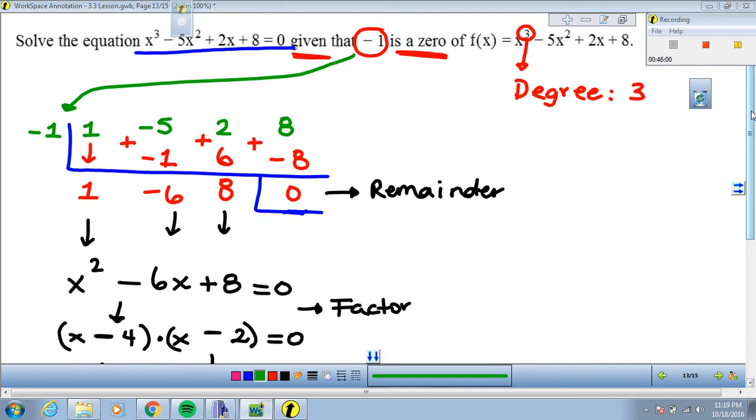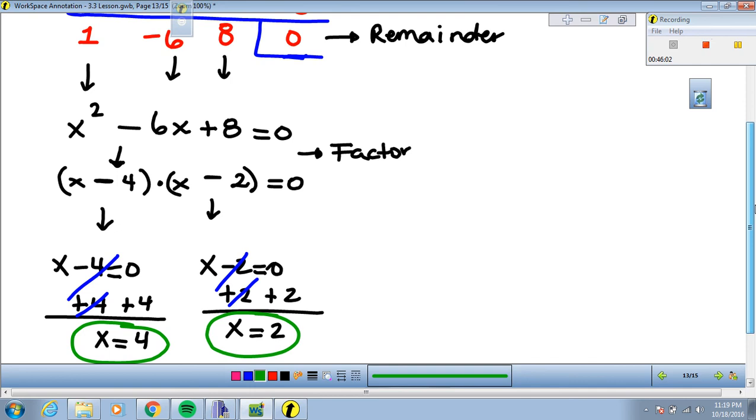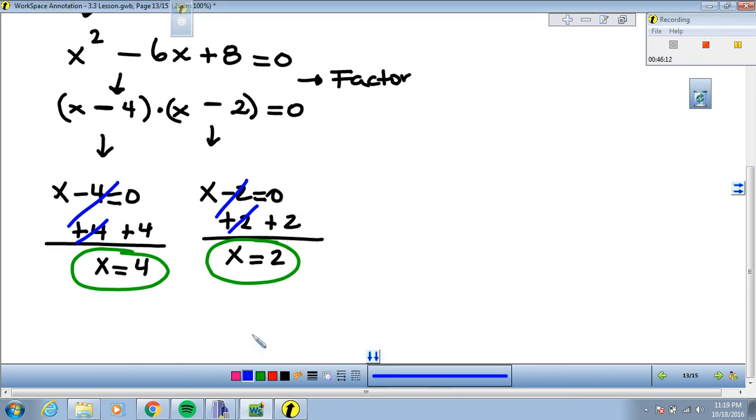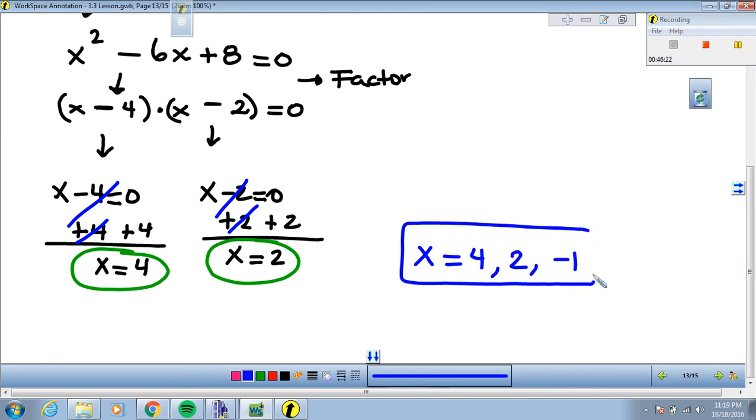So x equals 4, x equals 2. You got two solutions plus the one that you were given, the negative one. Those are the 3. That makes your degree 3. So what are the solutions that you just found? These ones. But what are the total solutions? x equals 4, x equals 2, x equals negative 1. The order in which you write them really doesn't matter. Those are the 3 solutions.